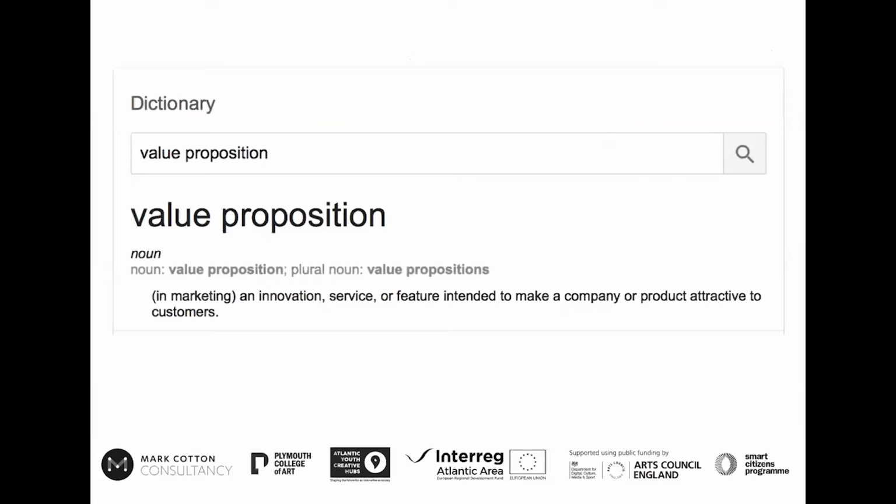The dictionary definition of value proposition is an innovation, service, or feature intended to make a company or product attractive to customers, i.e. you and the stuff that you do and the people who want that stuff from you. Two of the key questions you should be asking yourself as a business are, how well do you know your product or service, and how much do you understand about your customers or potential customers? That's where the value proposition canvas tool can be very helpful.